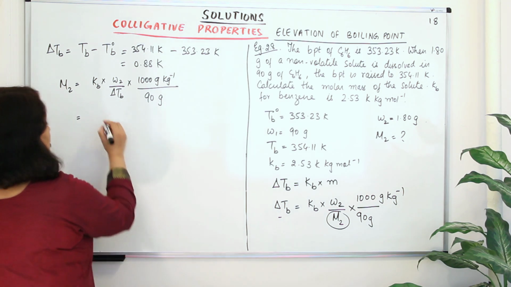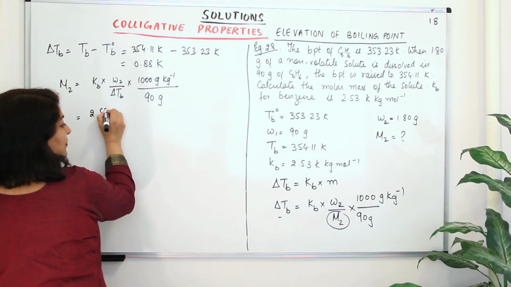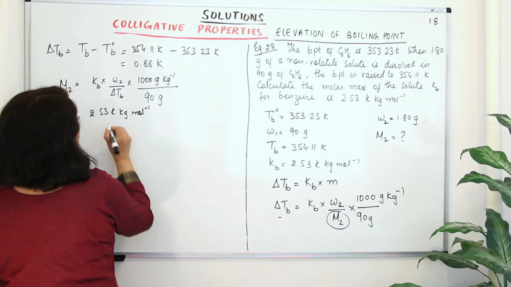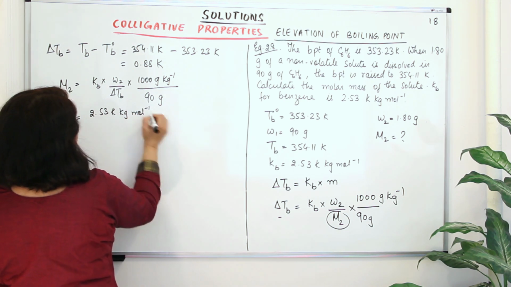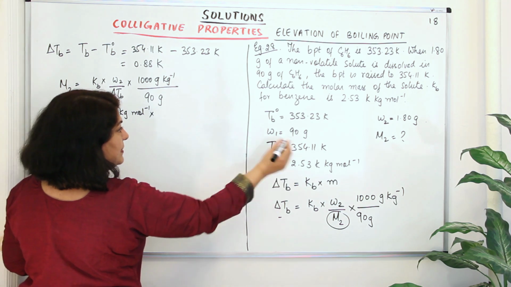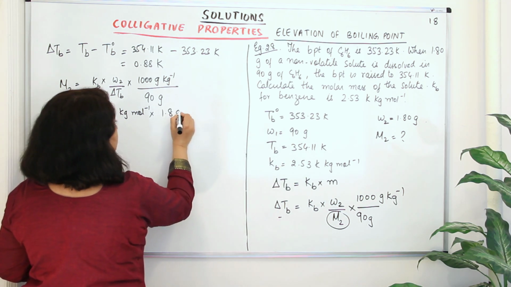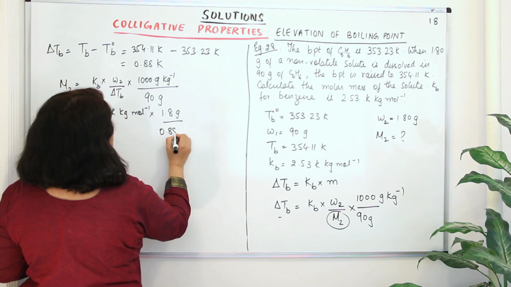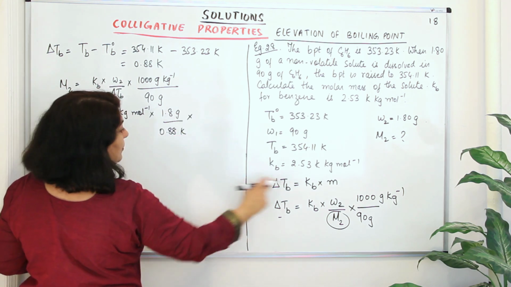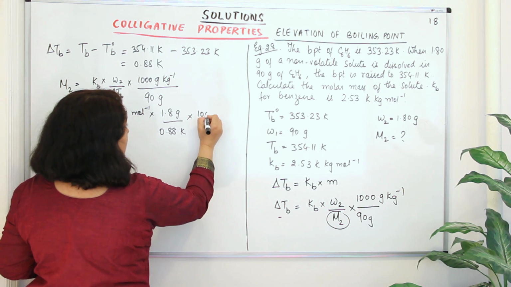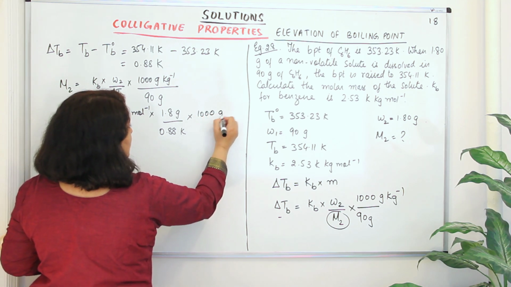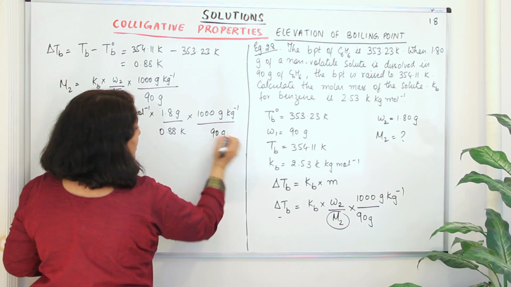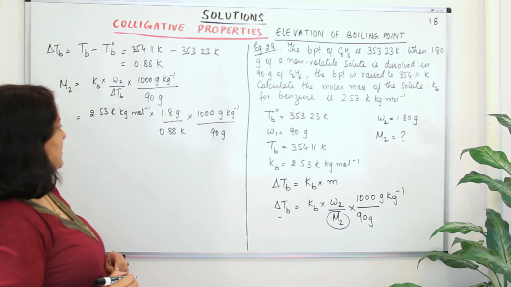KB is given to us, which is 2.53 Kelvin kg per mole, into W2, which is 1.8 grams, upon delta TB, which is 0.88 Kelvin, into 1000 grams per kg, and 90 grams of the solvent given to us.